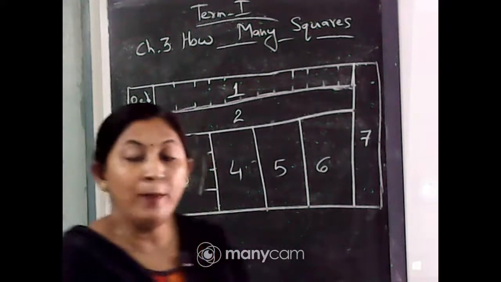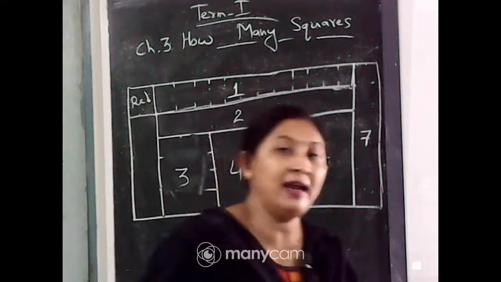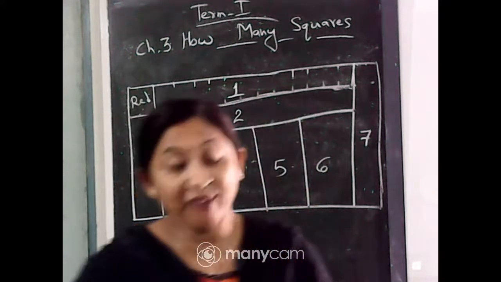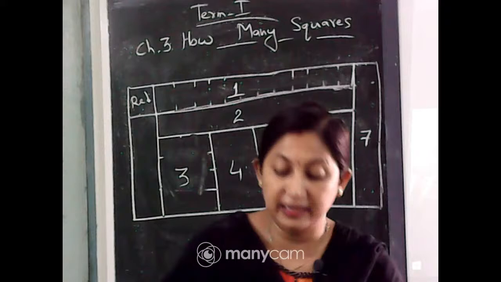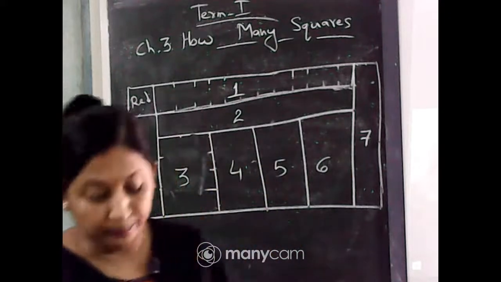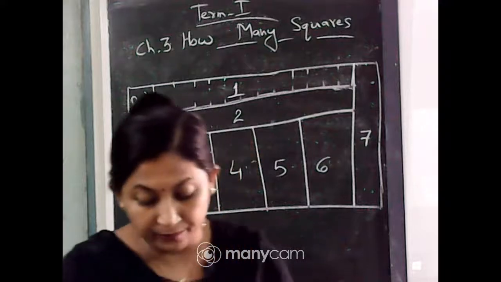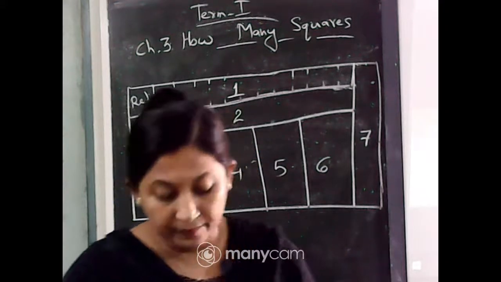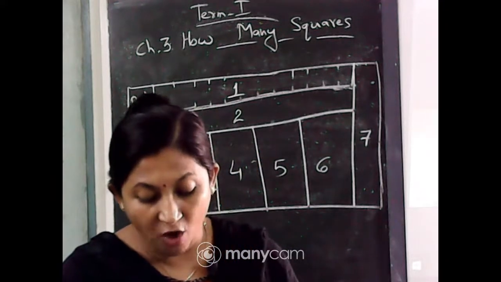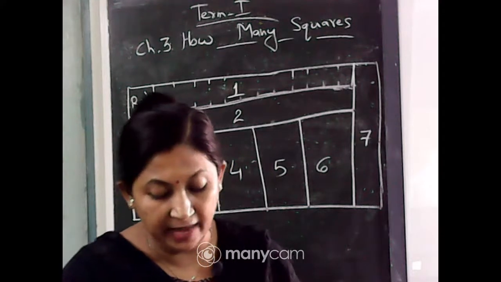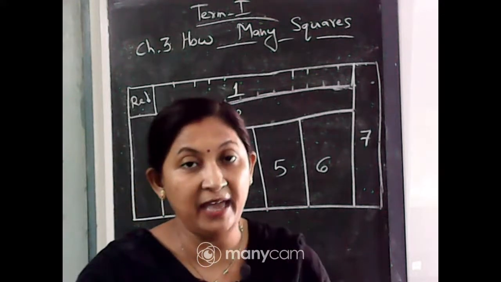Okay. Now, based on these stamps, there are some questions. You have to answer these questions. Clear? Now, come to the question. Look at these interesting stamps. Number A. How many squares of 1 centimeter side does stamp A cover?